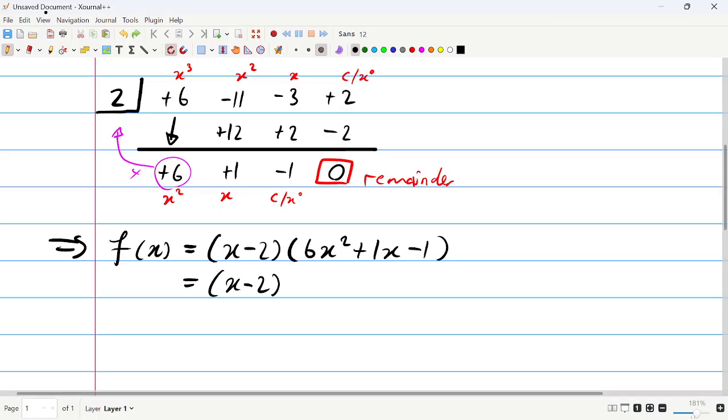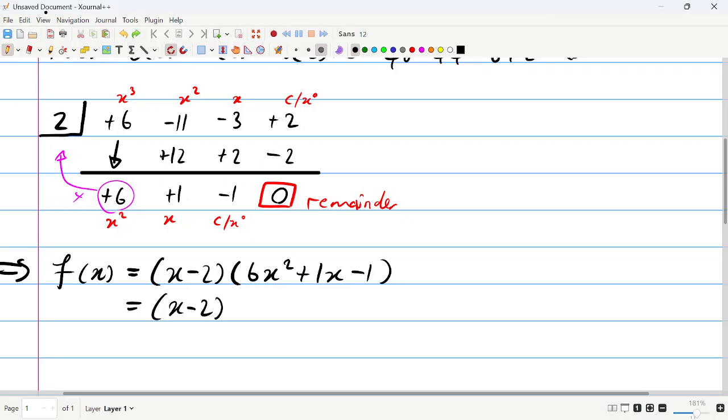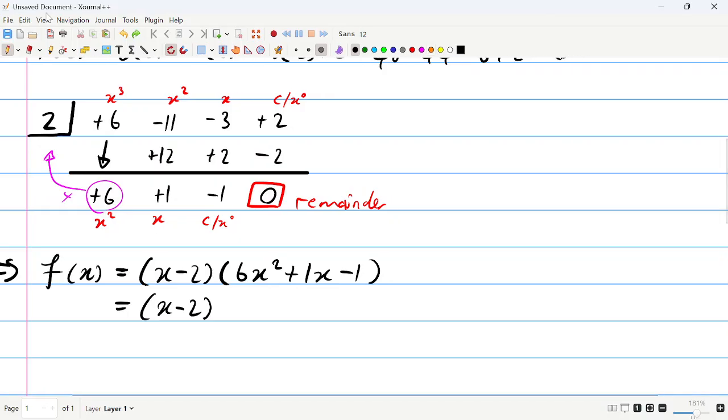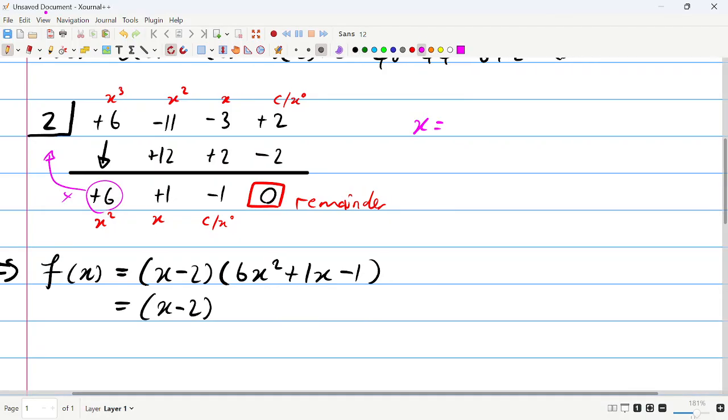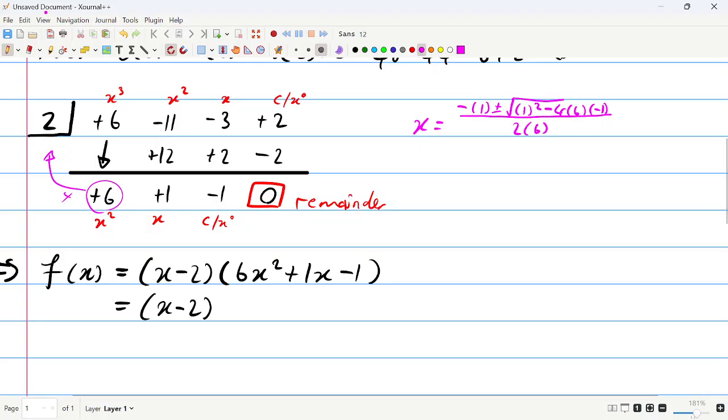Now you can use grouping method or whatnot. Otherwise, you could always use the quadratic formula. How do you use the quadratic formula to get your factors? You do it like this. So if you say x is equal to negative b, so it's obviously going to be negative 1, plus or minus the square root of b squared, which is 1 squared, minus 4ac, which is 4 times 6 times negative 1. This is all divided by 2 times a, which is 2 times 6.